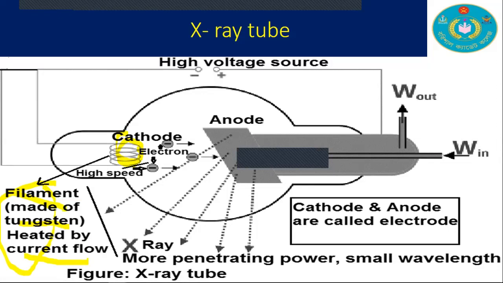This heats the negative part. From the cathode part, we have electrons, and they go towards the positive part, that is the anode, and strike the anode. We want to develop X-ray from this procedure. That's why we use a high voltage source. That is important. By using this high voltage, the electrons strike the anode part. Then we get X-ray here, and the cathode and anode are called the electrodes. Finally the outcome is X-ray, whose penetrating power is high and whose wavelength is small.